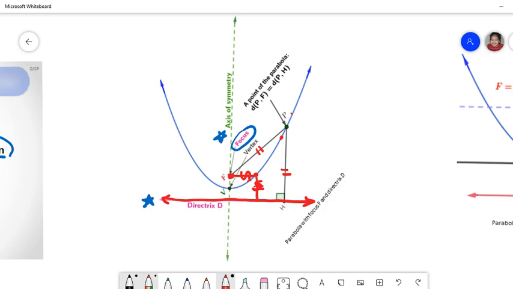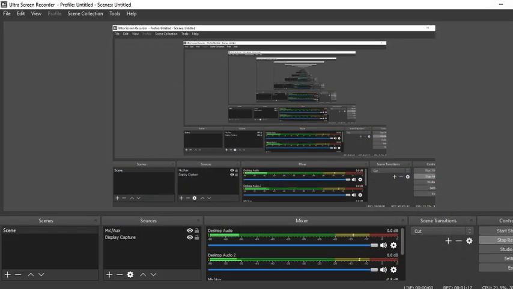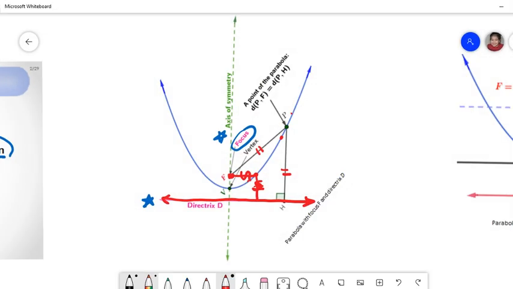This type of all the points are making the parabola. So whenever I take any point from the parabola and look at its distance, okay, let's say this one. Look at this distance, focus to this point, and the distance of this point to directrix. They are the same.